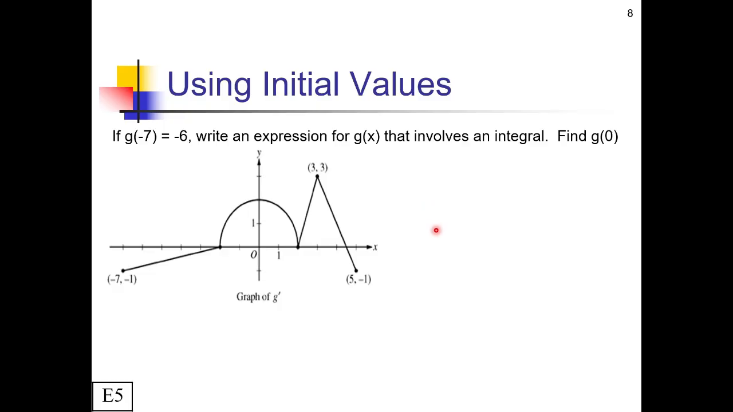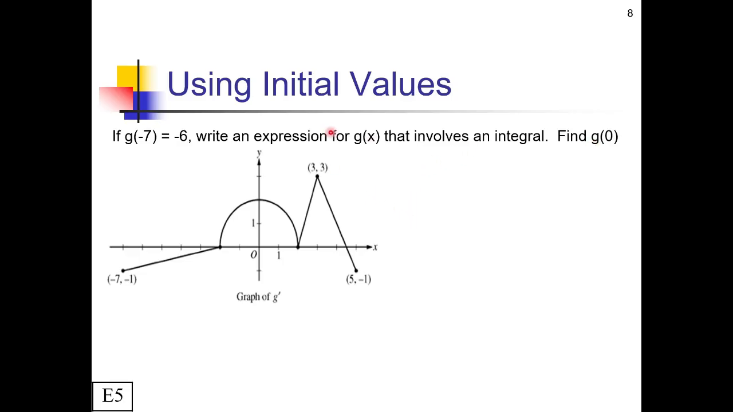For this next example, they're telling us that g of negative 7 equals negative 6. And they've given us this graph of g prime. They didn't really tell us anything else about the original g function, though. But they want us to write an expression for the g function that involves an integral. And then, after we've done that, we want to find g of 0. So we'll do this in a couple steps. First, we'll get our expression, then we'll plug in 0 to that expression.